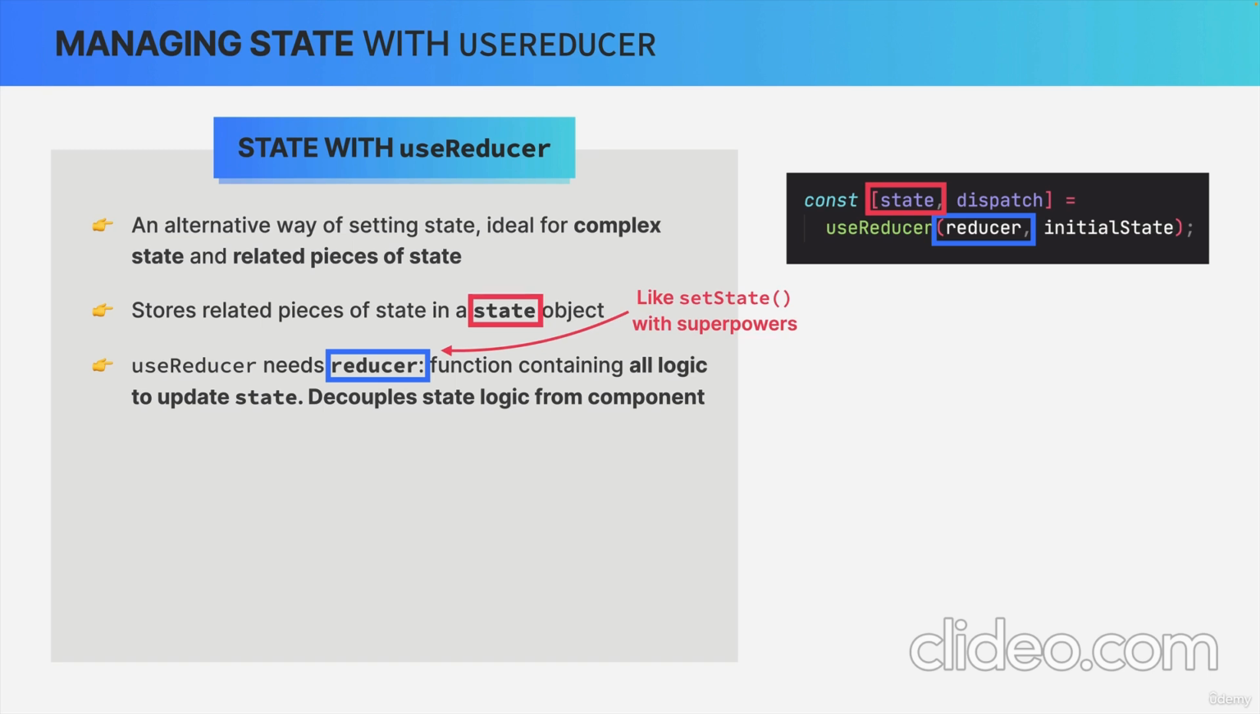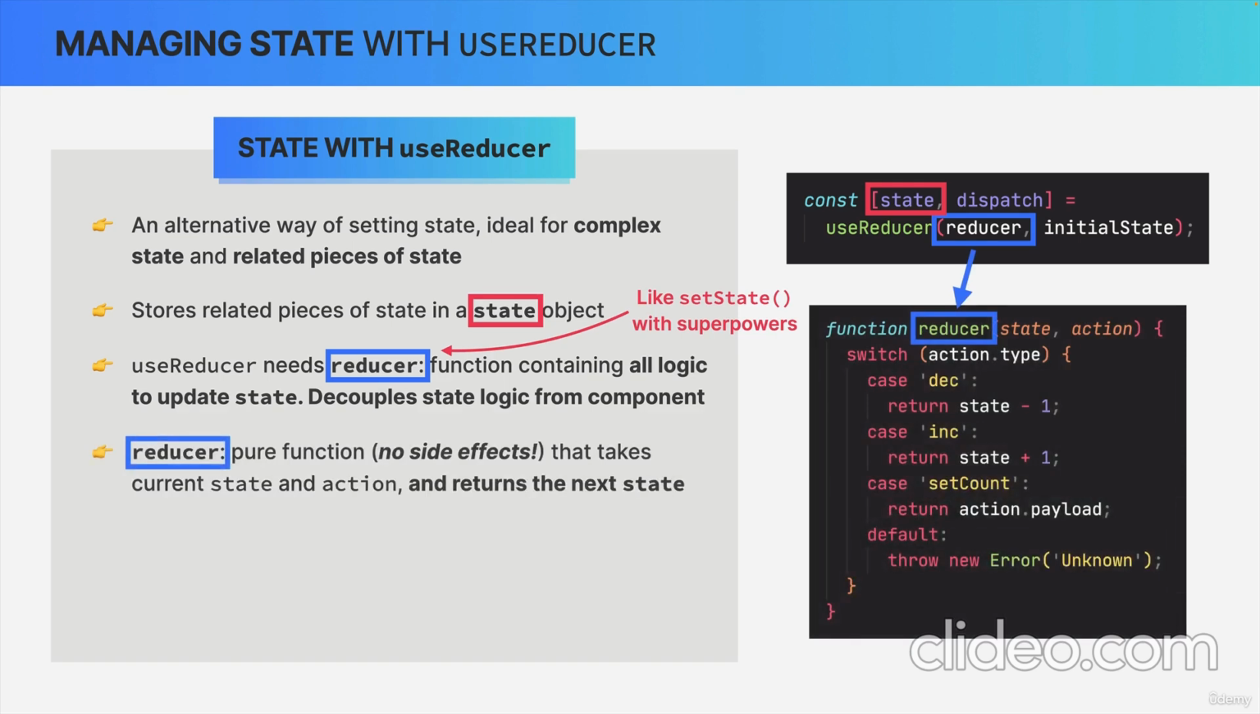Now, in practice, the reducer is simply a function that takes in the current state and an action, and based on those values, returns the next state, so the updated state. Now keep in mind that state is immutable in React. This means that the reducer is not allowed to mutate the state. And in fact, no side effects are allowed in the reducer at all. So a reducer must be a pure function that always returns a new state. And again, based on the current state and the received action.